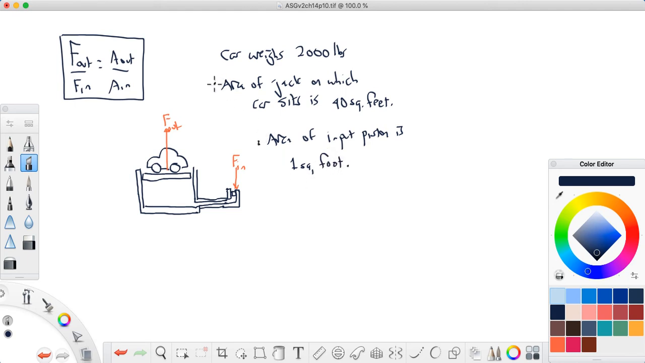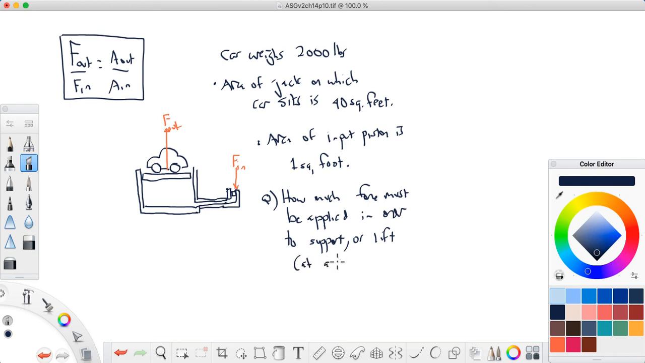So the question then is, how much force must be applied in order to lift, I would say, either support or to lift at a constant speed, the automobile. I'm being a little bit nitpicky here, but you'll see why I'm doing this later on in the semester.